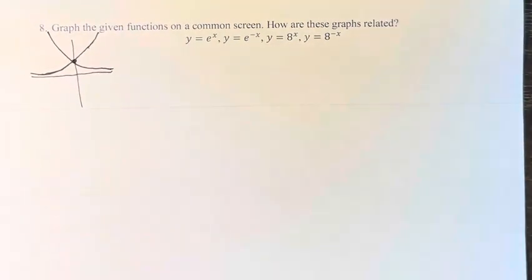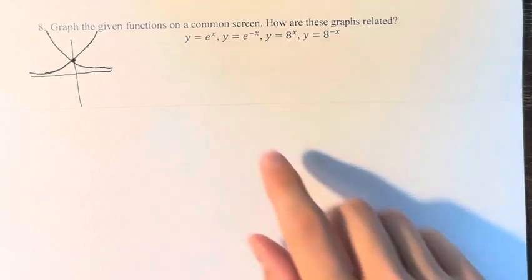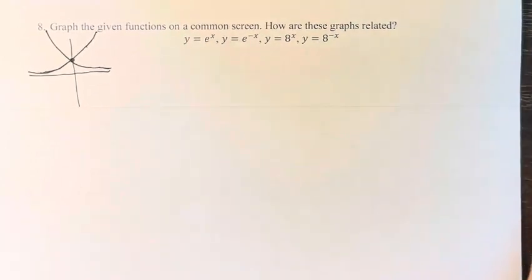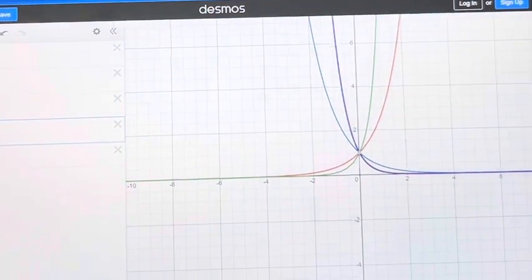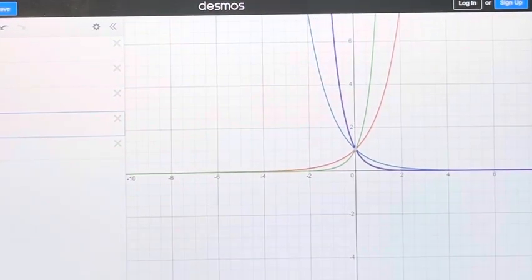Graphing these on a common screen, what we're going to do is use a graphing calculator, and we're going to look at the small details, these small differences between all of these graphs. So here, in Desmos, we have these functions graphed. And what we're going to do is say, okay, what is the difference between these two graphs?